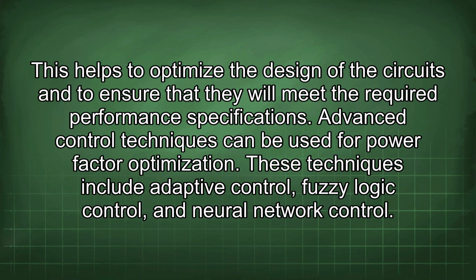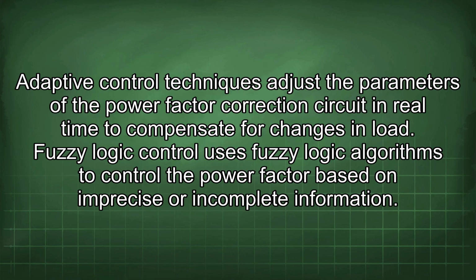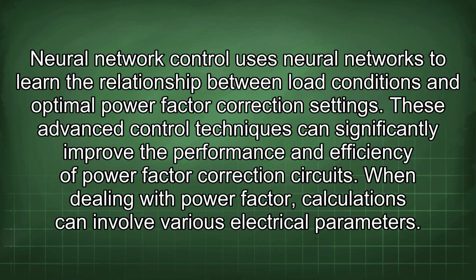Advanced control techniques can be used for power factor optimization. These techniques include adaptive control, fuzzy logic control, and neural network control. Adaptive control techniques adjust the parameters of the power factor correction circuit in real time to compensate for changes in load. Fuzzy logic control uses fuzzy logic algorithms to control the power factor based on imprecise or incomplete information. Neural network control uses neural networks to learn the relationship between load conditions and optimal power factor correction settings. These advanced control techniques can significantly improve the performance and efficiency of power factor correction circuits.